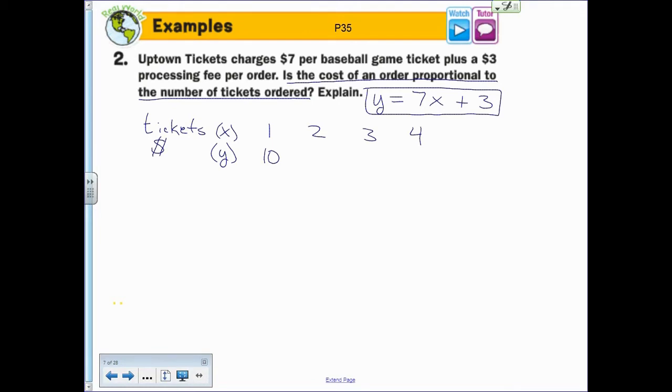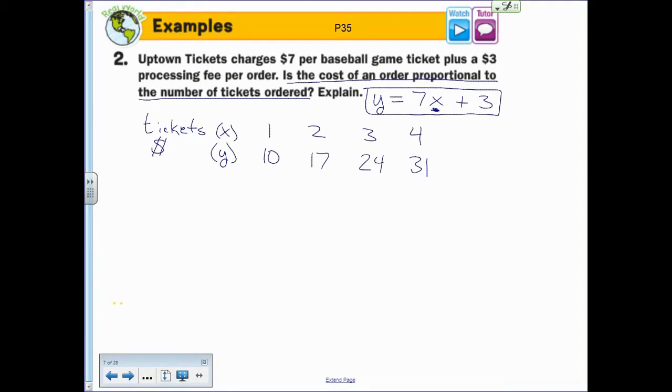If I purchased 2 tickets, I would plug it in to my function, and it would be 7 times 2 is 14, plus 3 is 17. If I put in 3 for the number of tickets, then 7 times 3 is 21, plus 3 is $24 for the 3 tickets. And then if I plug 4 in for the number of tickets, X, then 7 times 4 is 28, plus 3 is 31. So when I make this little table here, 1 ticket costs $10, 2 tickets cost $17, 3 tickets cost $24, and 4 tickets cost $31.